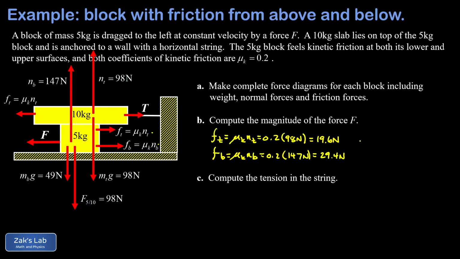newtons. And we know this block is in equilibrium, so all the forces are balanced. Big F is our force to the left, and that's got to be equal to all those forces pointing to the right, 19.6 plus 29.4. And we get a total of 49 newtons.